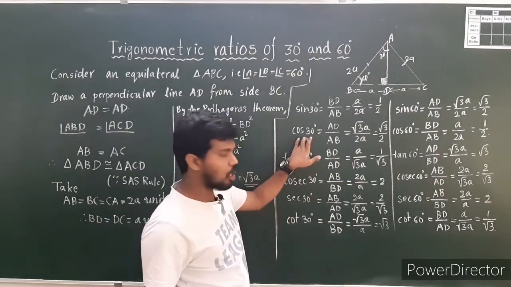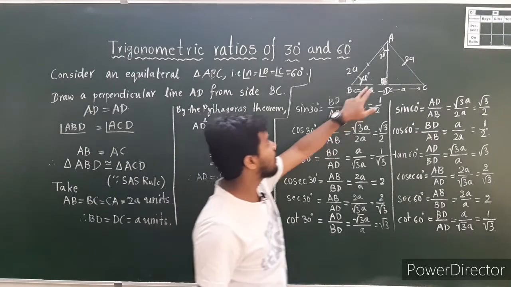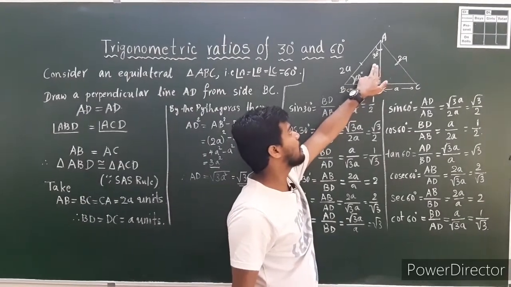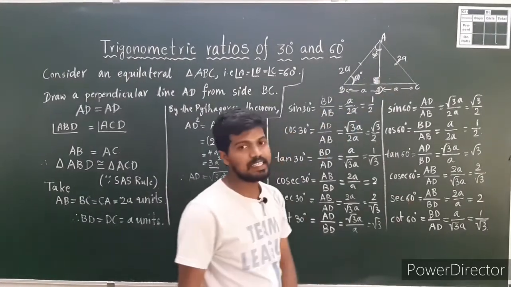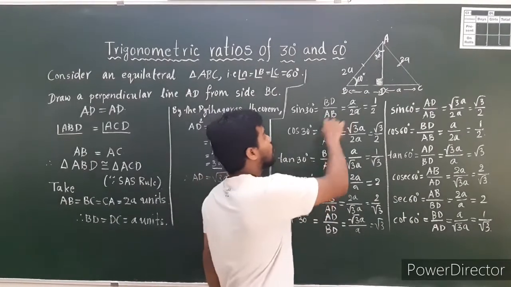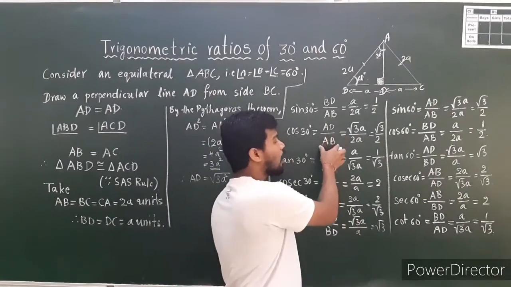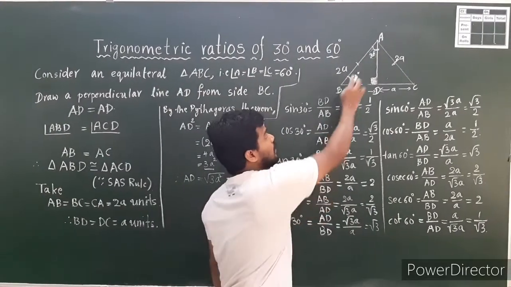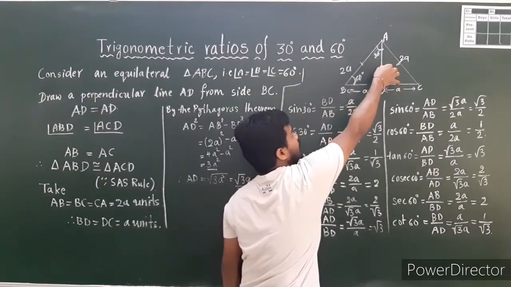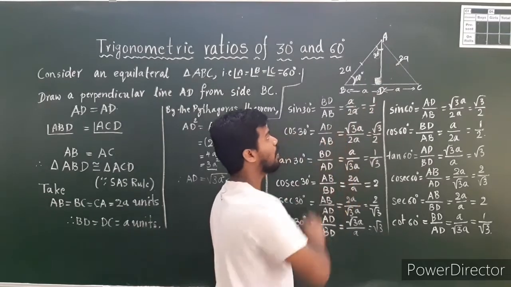So next, cos 30. So 30 is here. So which one is the adjacent side here? So AD is the adjacent side. So the definition of cos 30 is adjacent side by hypotenuse. So this adjacent side AD divided by AB.